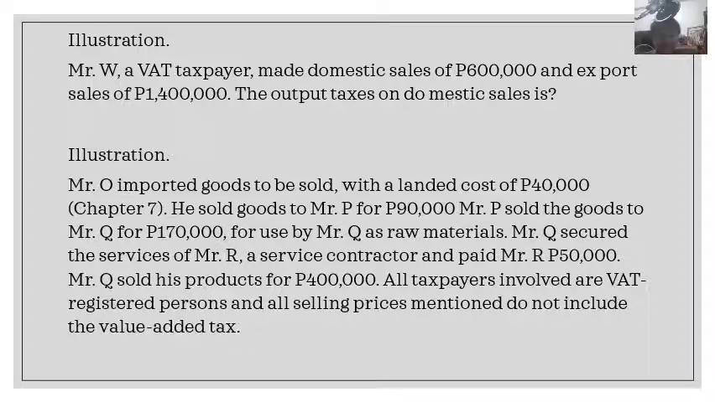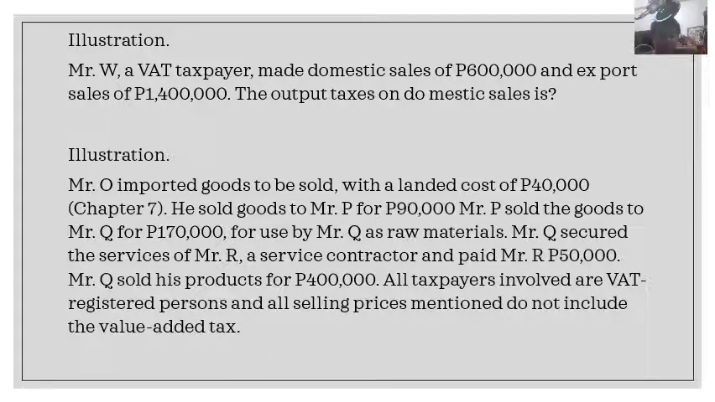So, let's continue yung illustration. So, na kay Mr. P na yung goods. Tuloy natin. Mr. P sold the goods to Mr. Q for 170,000. So, again, yung pagbenta ni Mr. P kay Mr. Q, mayroon siyang output tax na 12% ulit. So, 170 times 12% is equal to 20,400. So, ang tanong, yun yung output tax ni Mr. P nung binenta niya kay Mr. Q. Ang tanong, magkano babayaran niya VAT?